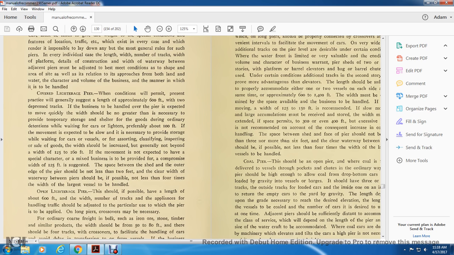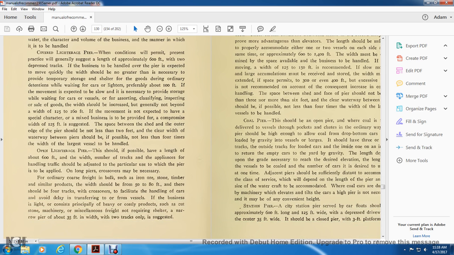It's suggested the space between the shed and the outer edge of the pier should be not less than 10 feet, and with a clear width of waterway between the piers as possible, not less than 4 times the width of the largest vessel to be handled or operating. Open lighterage pier.